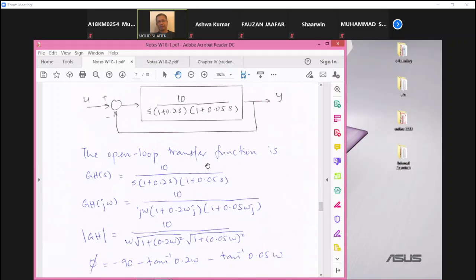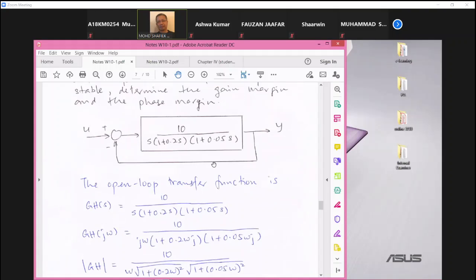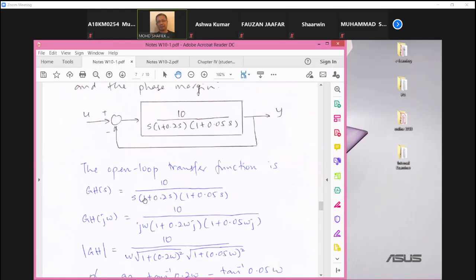So you just need the open loop transfer function, GH of S. Basically your feedback loop is just 1, so this is already your open loop transfer function. You get this open loop transfer function, which is 10 divided by S, and the second factor is 1 plus 0.2S, and then 1 plus 0.05S. So this is already the open loop transfer function.